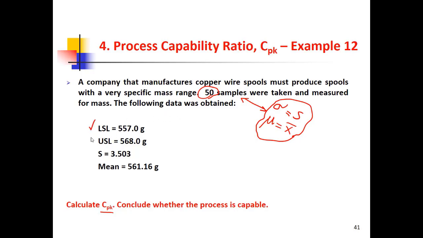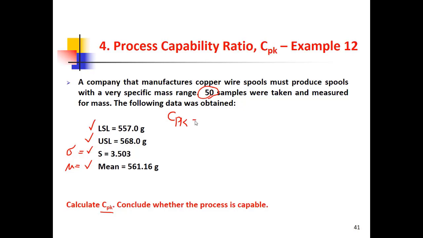The following data are given: LSL, USL, S, and mean. So you have the mean, you have the standard deviation. Calculate CPK. Very easy, very straightforward. You have to use this equation that you have in previous slides: mean minus LSL divided by 3 sigma, and USL minus mean divided by 3 sigma. You have to pick the minimum of these two numbers.